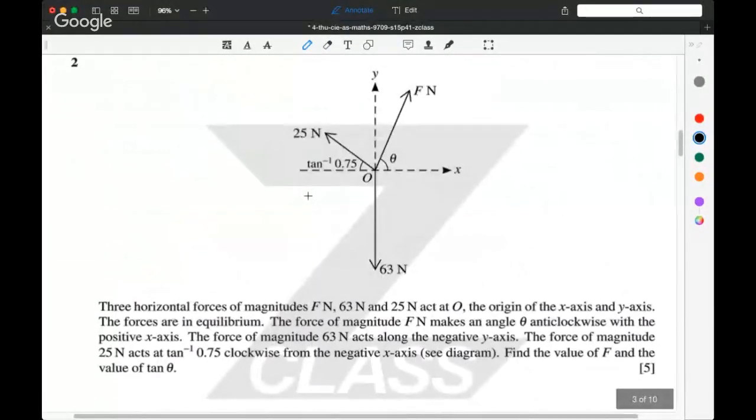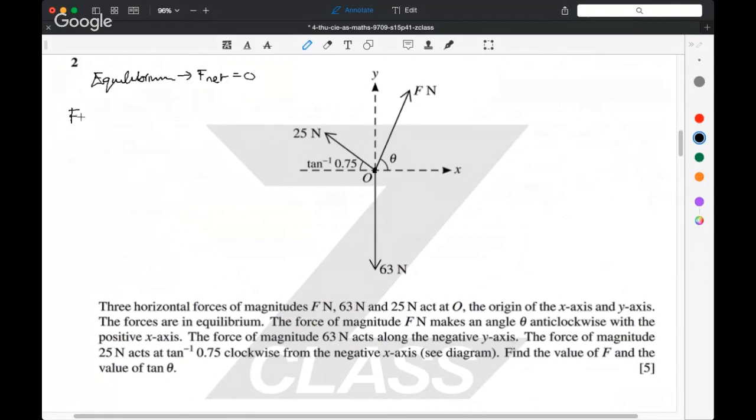So question 2. Again, this one is just balancing forces. So what do we have? We're told that this thing is in equilibrium, which means it's not moving. So in equilibrium, net force is equal to 0. And that applies in both directions. X and Y, you can individually know that they're 0.